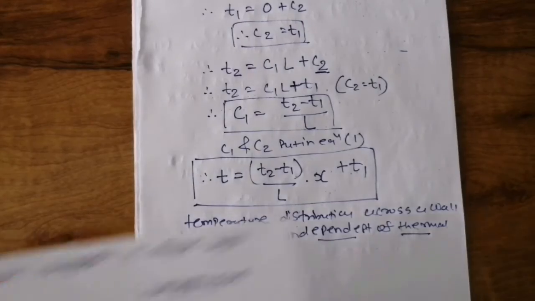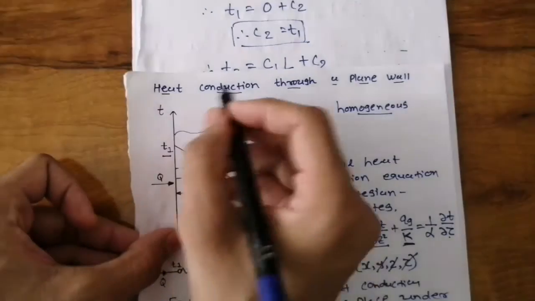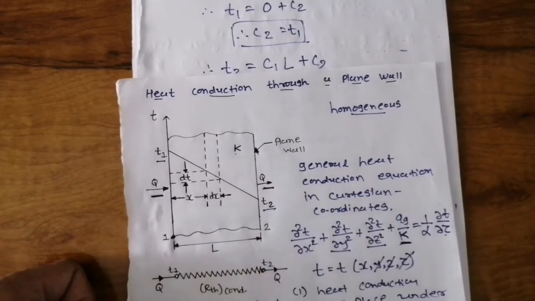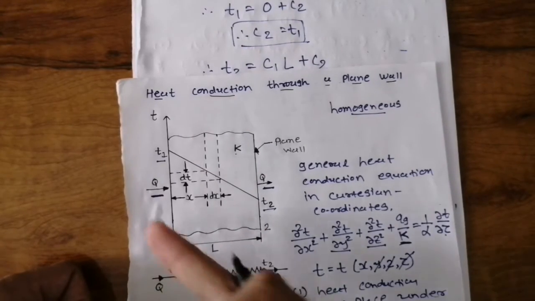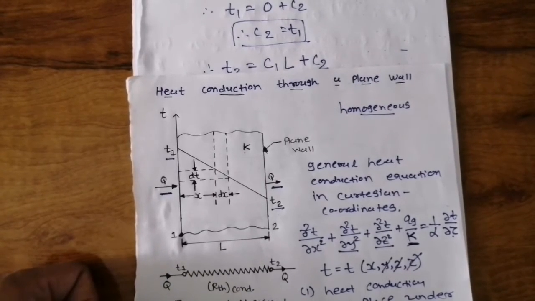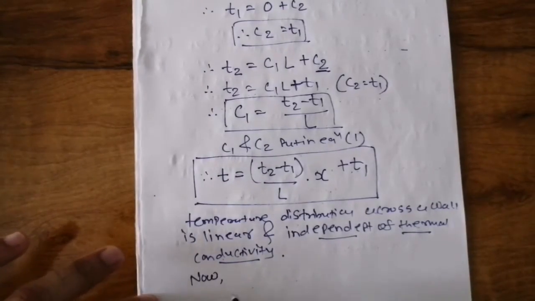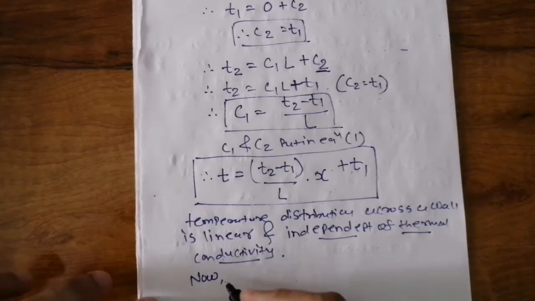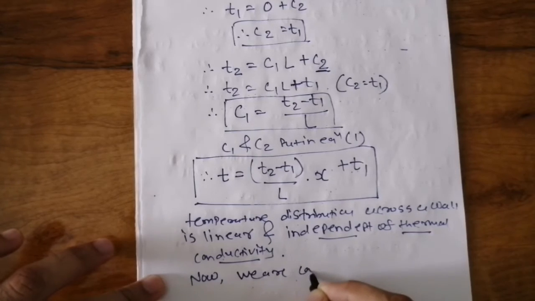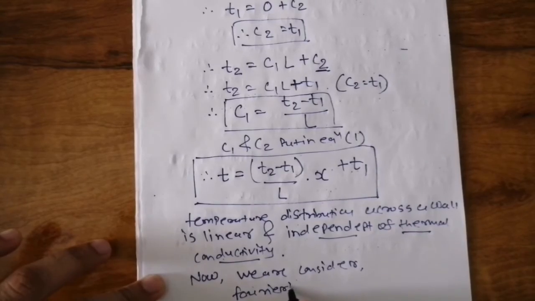Now what is our target? Our target is that heat conduction through a plane wall will be found out. Heat conduction means how much amount of heat will flow from left side to right side; that will be found out. So how to determine that Q? At that time we consider Fourier's law of conduction.